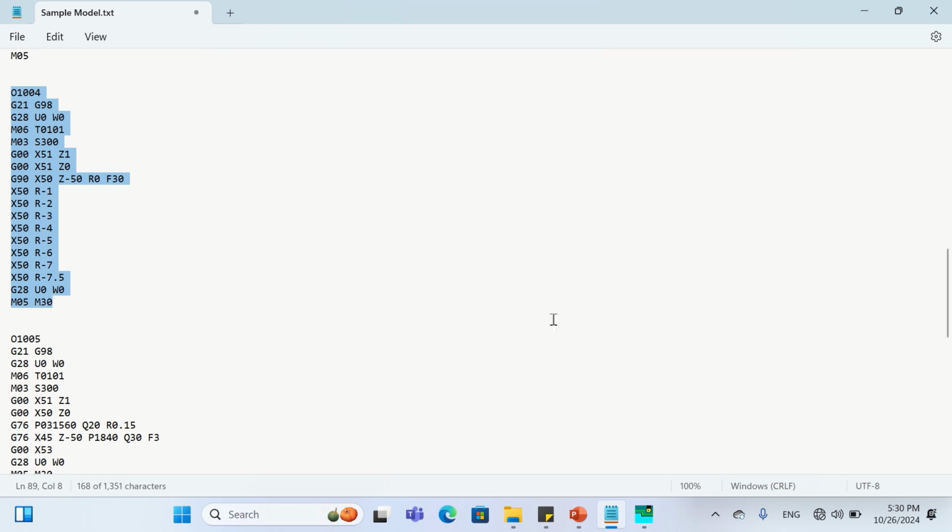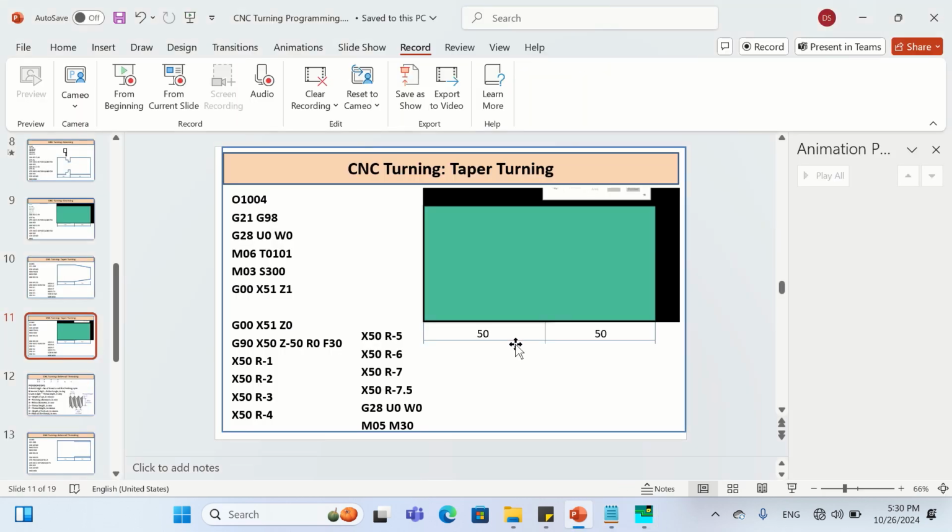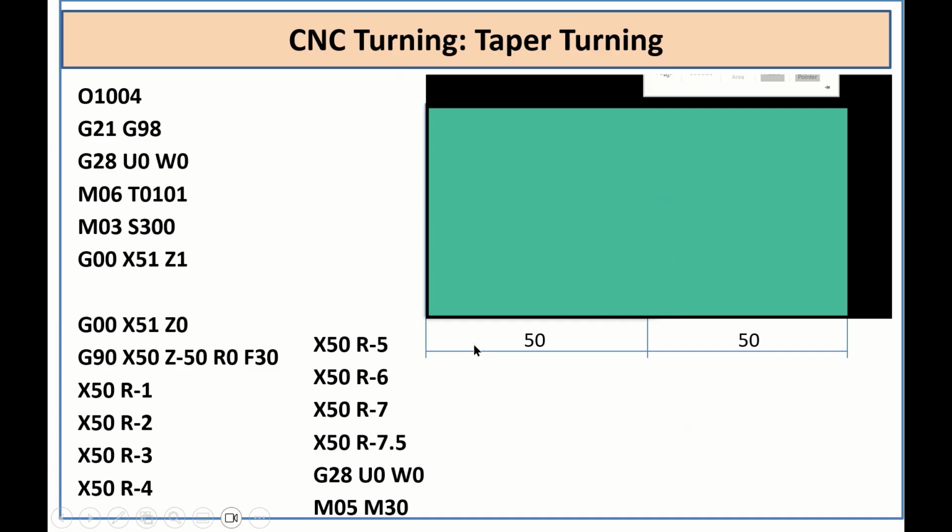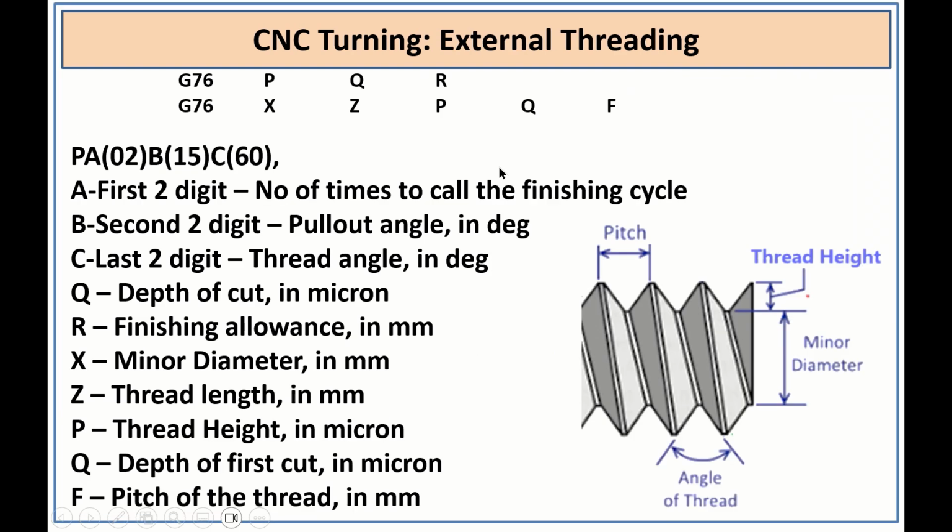Now we will go to the next operation. The next operation is the external threading operation. For the external threading operation, we need to carefully observe the cycles, the G code. Here we use the G76 G code for the external threading operation. The cycle will go like this: G76 P Q R, and G76 X Z P Q F. Here each and every parameter indicates one threading value.